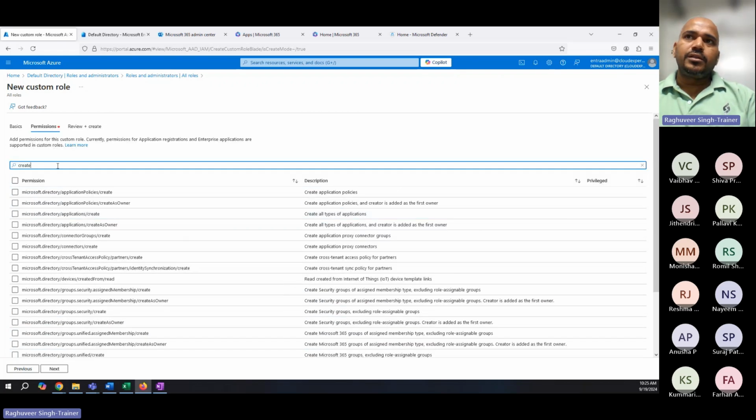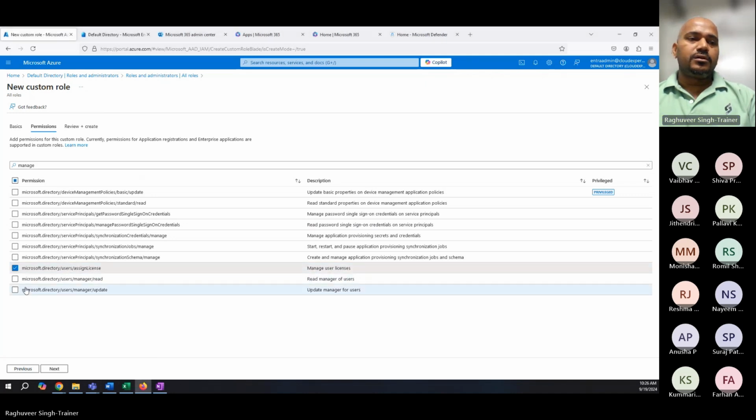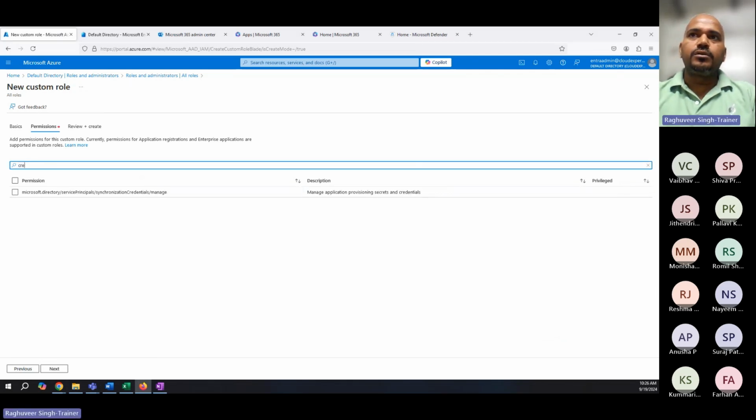Right? Similarly, I can look for manage also. These are all manage related capabilities, like read, update, license, all the manage capabilities. So I can select these capabilities. For example, I want somebody to be able to manage user license, right? They should be able to manage user license and should be able to create user also.